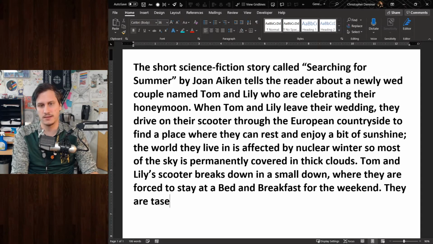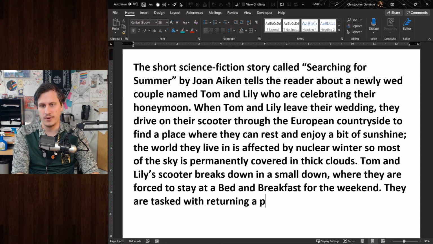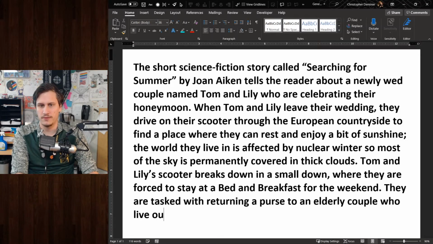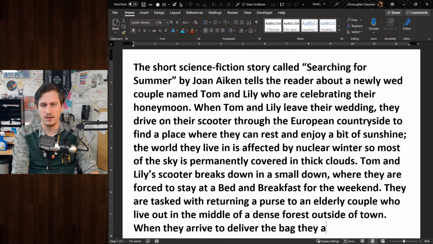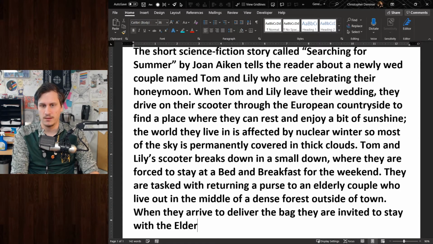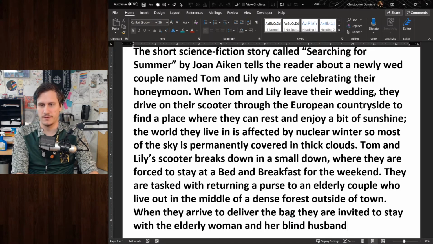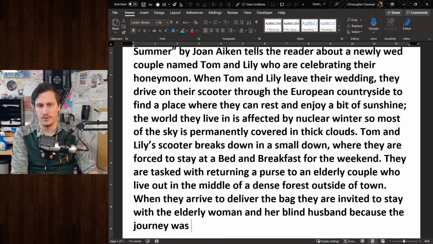They are tasked with returning a purse, I think it's a purse, to an elderly couple who live out in the middle of a dense forest outside of town. When they arrive to deliver the bag, they are invited to stay with the elderly woman and her blind husband because the journey was tiring.